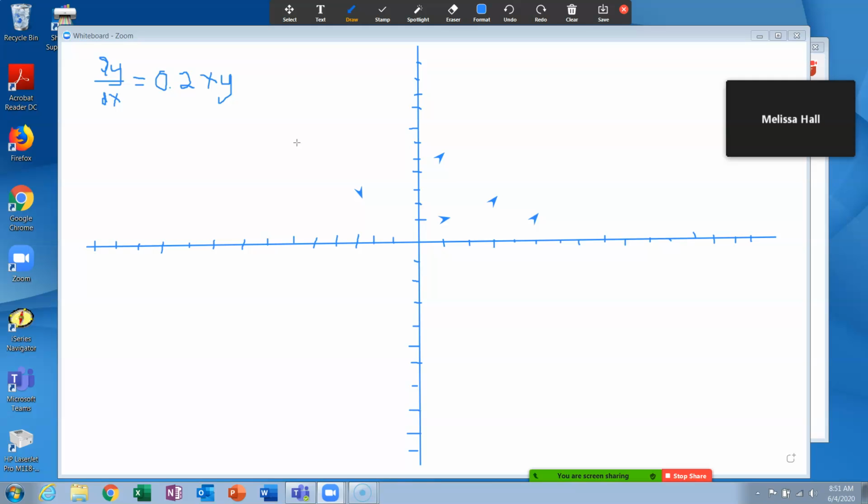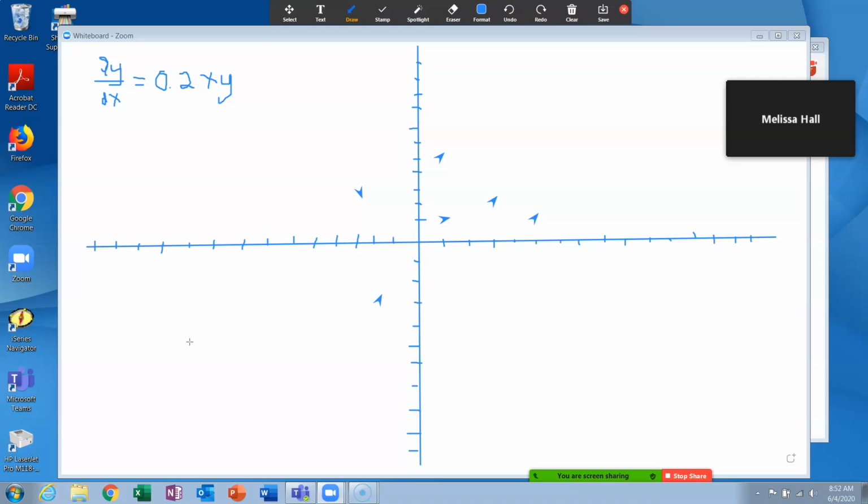Negative 2, negative 3. That multiplies to be a positive 6, doesn't it? Times 0.2 is positive 1.2. Negative 2, negative 3 would be somewhere right about there, and a positive 1.2, just a little bit more than the upper diagonal. Okay? You see what we're doing here?